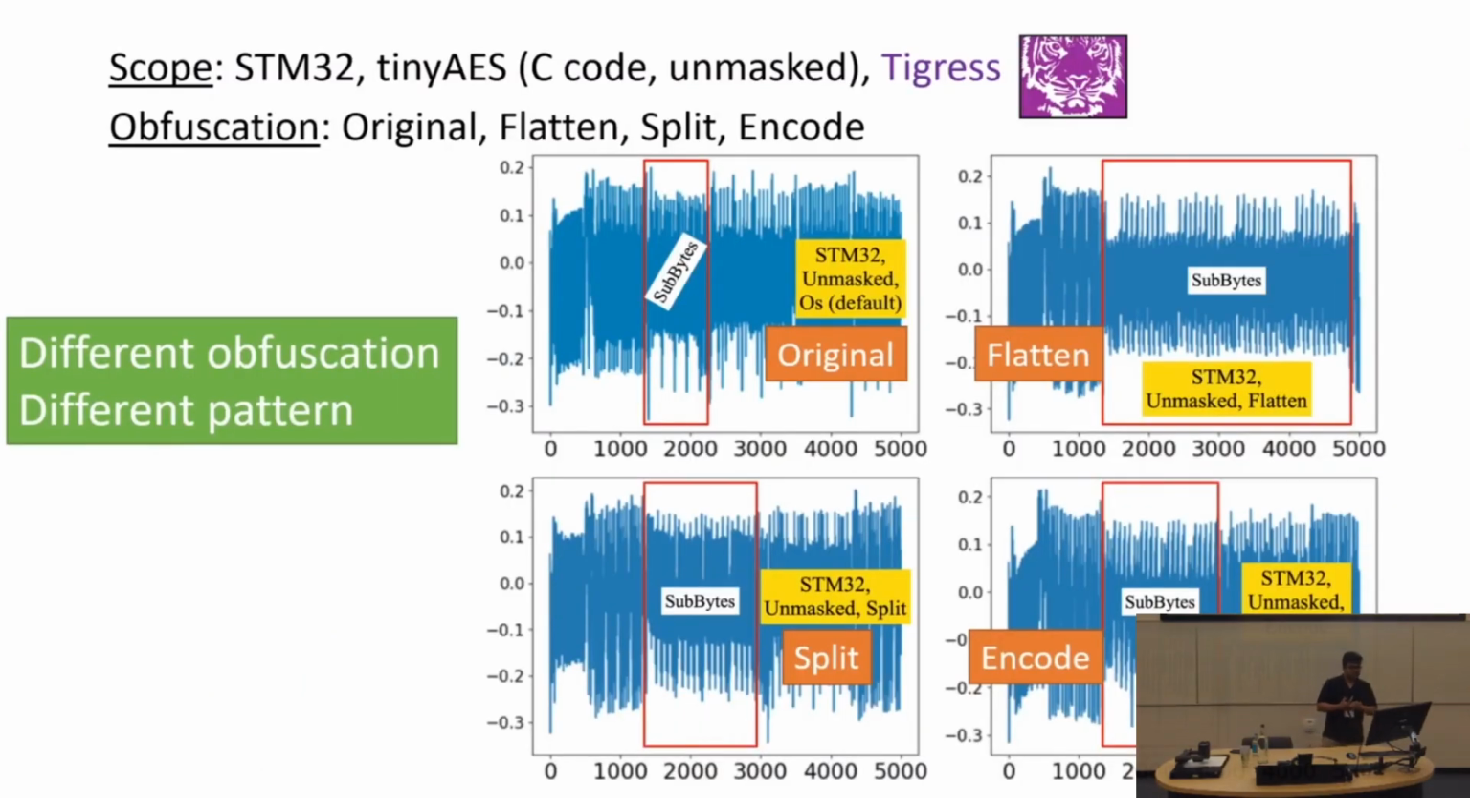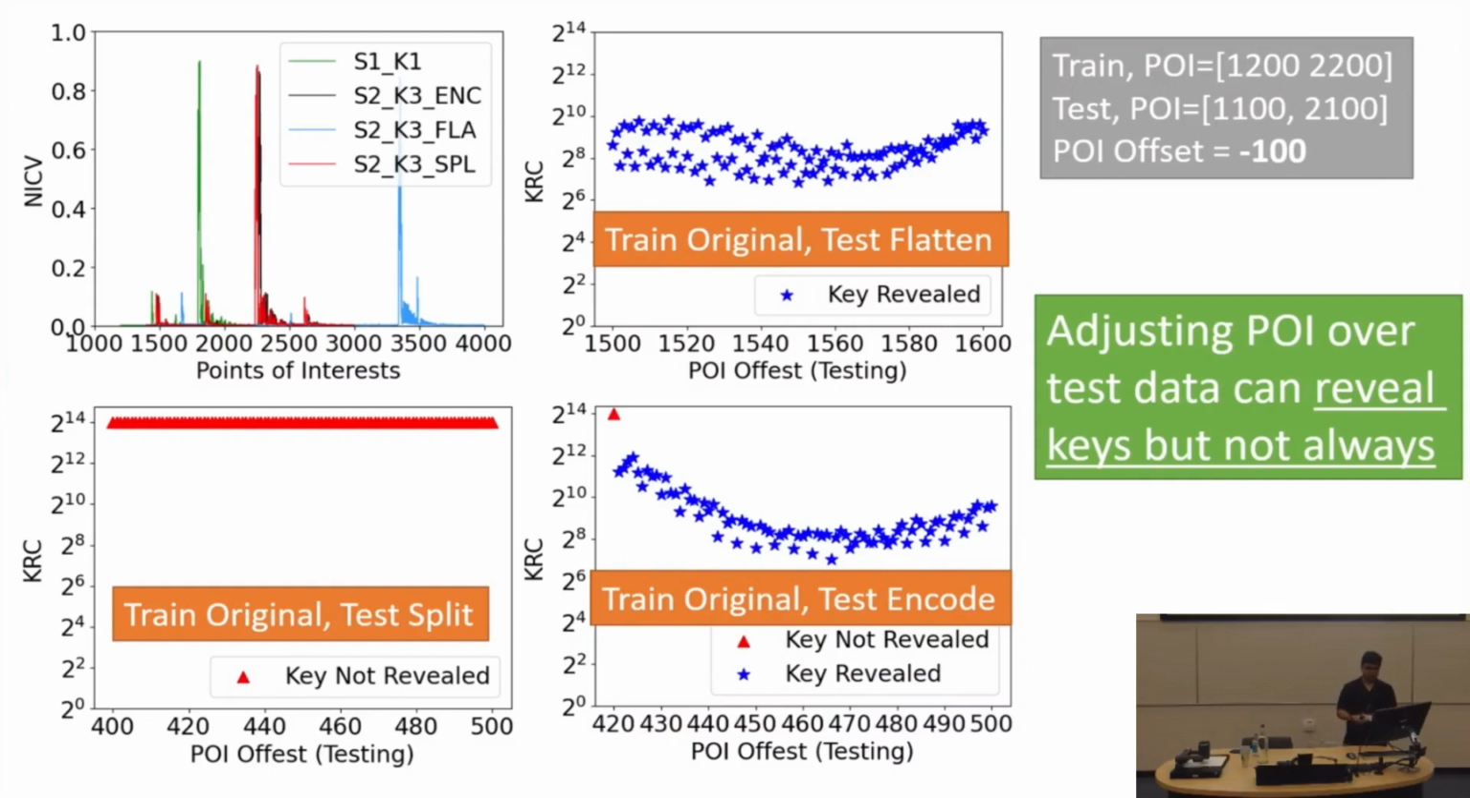So here we have a sample of code obfuscations. Different obfuscations cause different patterns. We examined 3 main code obfuscations: flatten, split, and encode. And as you can see, they all cause different binaries, which cause different leakage models. Our finding from this was that adjusting the points of interest again helped reveal the key, but it did not work in all cases. For example, it never worked in the case of split as an obfuscation.